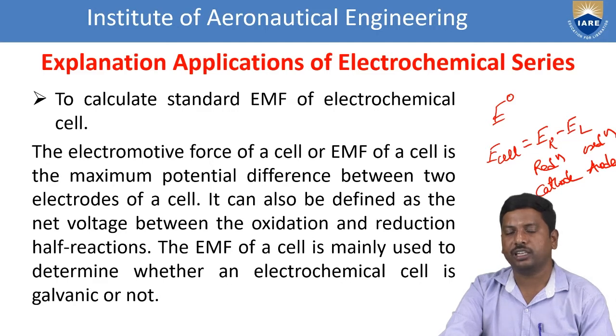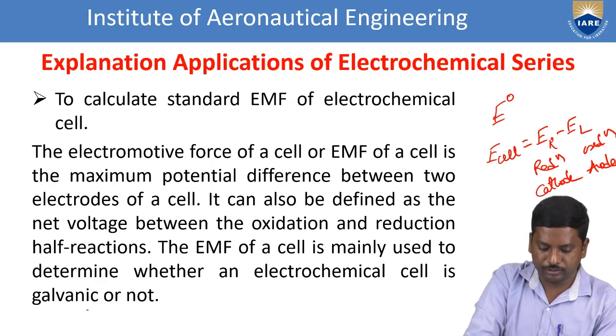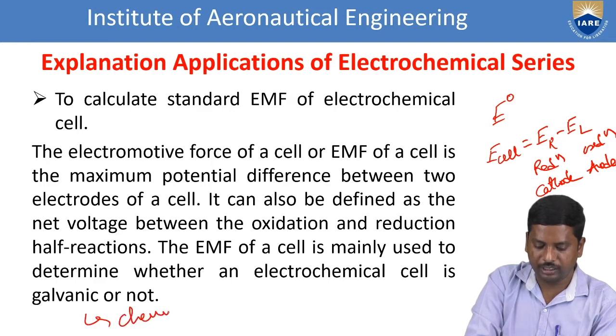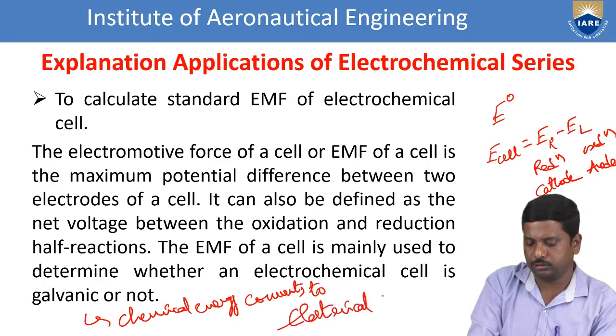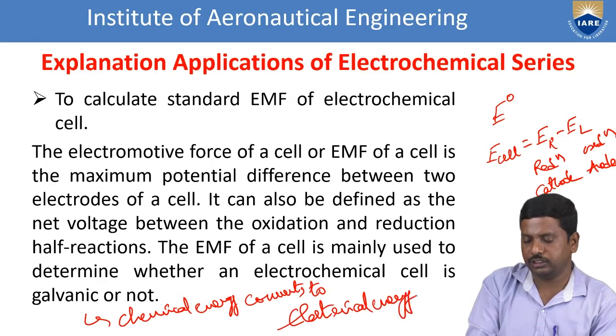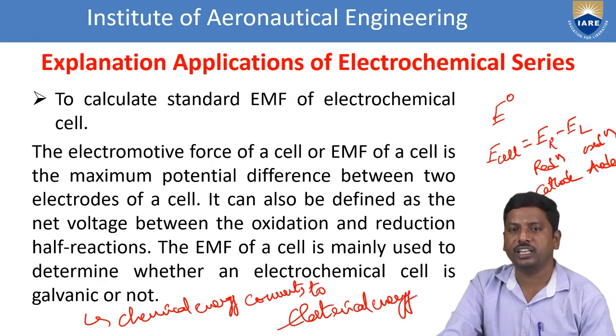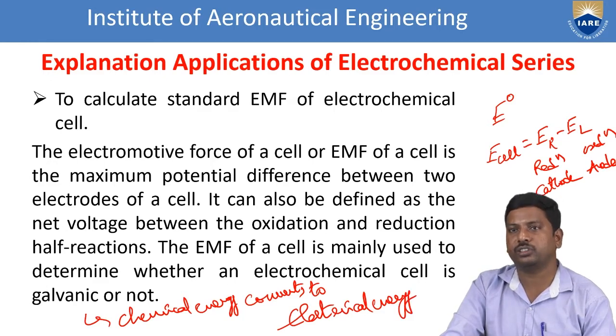What is a galvanic cell? That means chemical energy converts into electrical energy. So that is nothing but the definition of a galvanic cell. Based on the standard electromotive force or standard potential of the electrochemical cell, you can finalize whether it may be either galvanic or electrolytic.